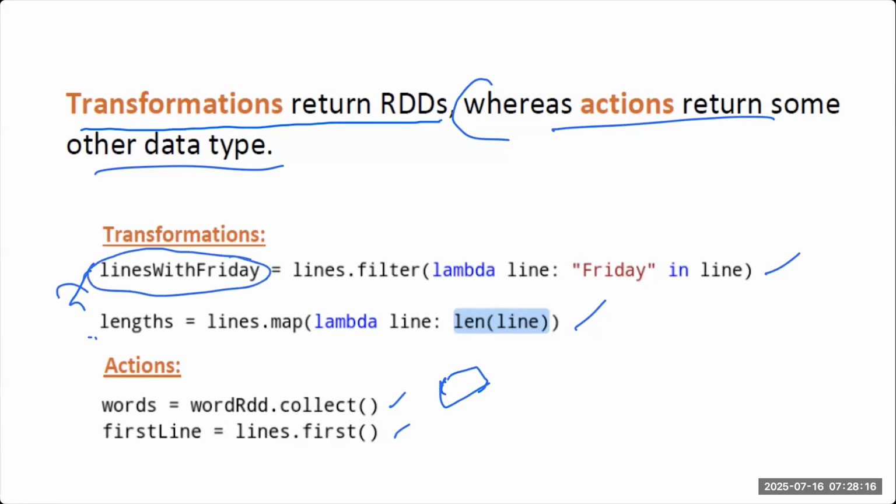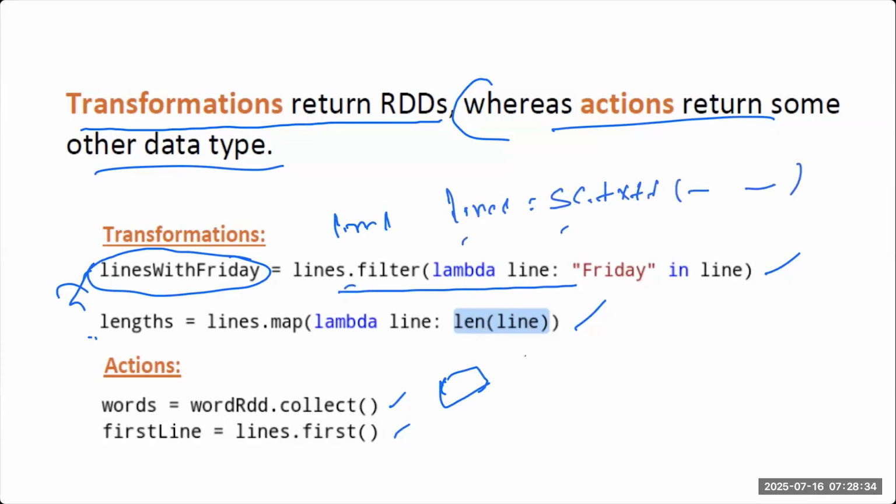Let's suppose I have a line in which we have written sc.textFile, and there I have given the path. So this is one RDD. And when I'm doing the filter on this, it is also returning one RDD. In a transformation, we are returning an RDD. In an action, we are returning a data type, some other data type, meaning some response.